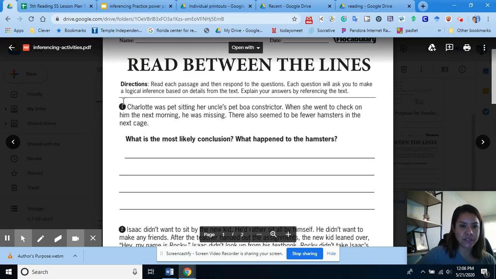So this short little excerpt right here. Charlotte was pet sitting her uncle's pet boa constrictor. When she went to check on him the next morning, he was missing. There also seemed to be fewer hamsters in the next cage. Yeah. So Charlotte was pet sitting her uncle's boa constrictor. If you don't know what that is, guys, a boa constrictor is a type of snake.